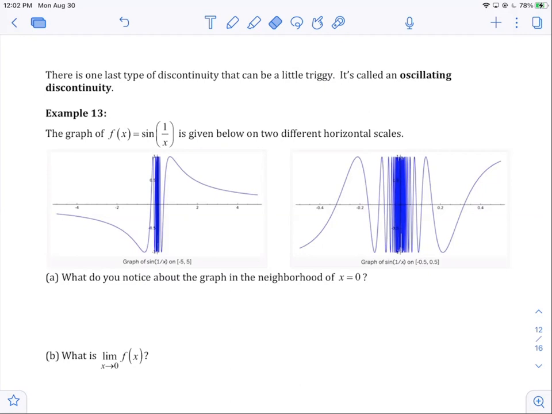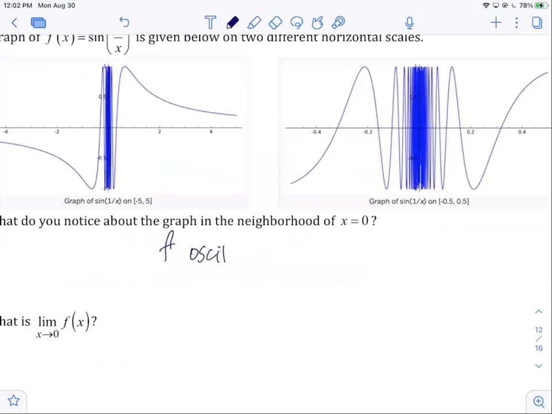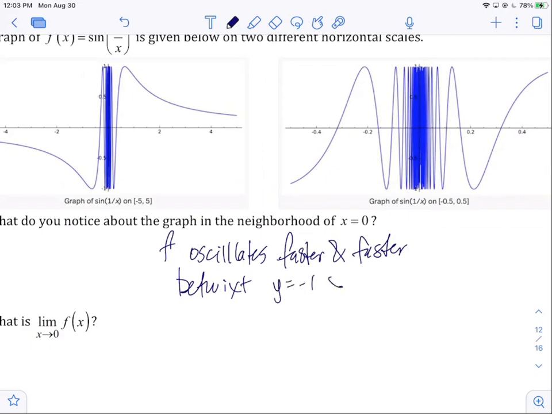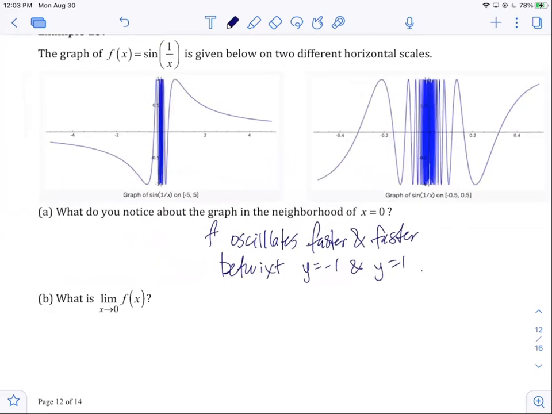So what do you notice about the graph in the neighborhood of 0? It's undefined. They oscillate faster and faster, okay? So f oscillates faster and faster. Let's throw betwixt in there. Throw a little Shakespearean flair. Betwixt y equals -1 and y equals +1. Okay. What is the limit as x goes to 0? Well, it does not exist. And remember, the limit can fail to exist for any number of reasons. Oscillates.